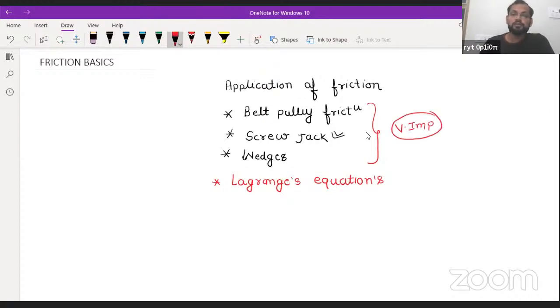Fine. So right now we are going to start this topic. Before starting, as you know, these topics are all based on the application of friction. First we will see a little bit about the term friction, and later we will see how we can apply the concept of friction to problems related to belt, pulley friction, screw jack, and wedges. Is it okay? Please respond yes or no. Fine.